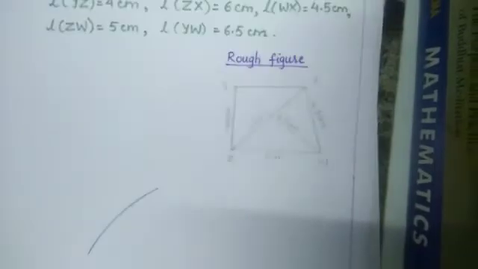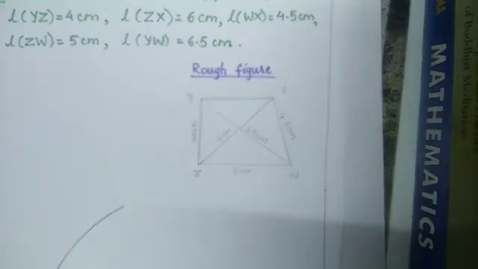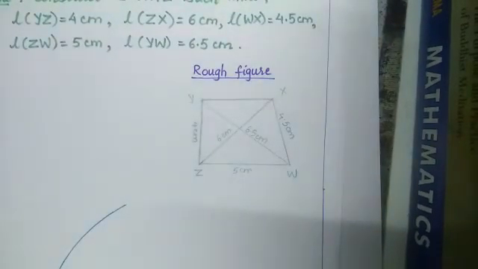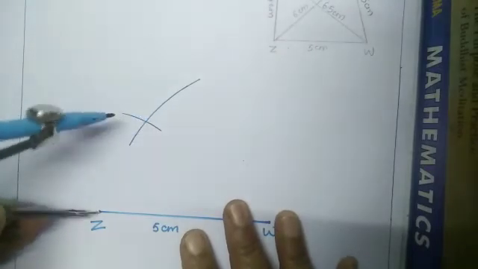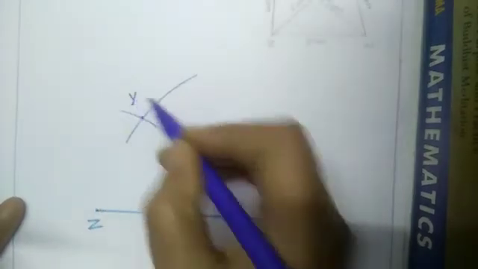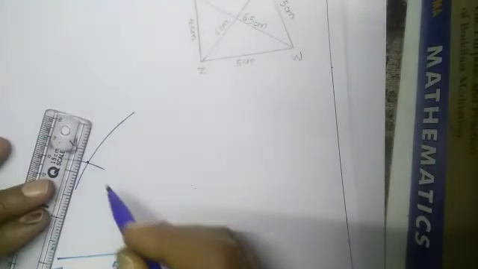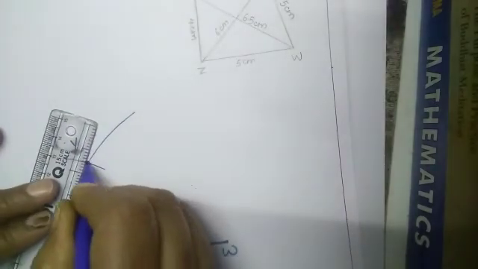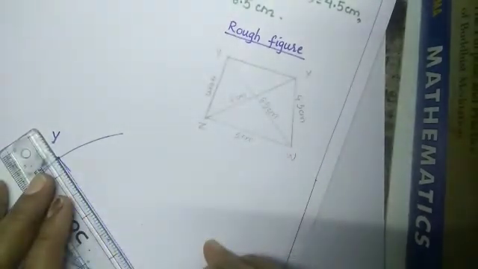And now what will we do? The next arc from Z to Y, 4 centimeter. So I will take the measure of 4 centimeter and from Z, see, from Z the arc is of 4 centimeter. Okay, so this is the point where we got Y. Now the next part, what will we do? We will join this Y to Z and Y to W, in this way.